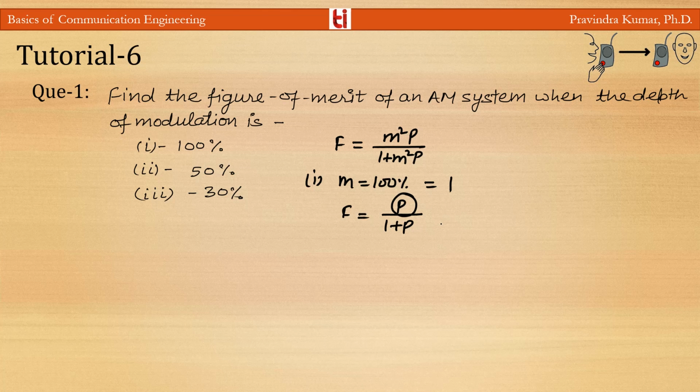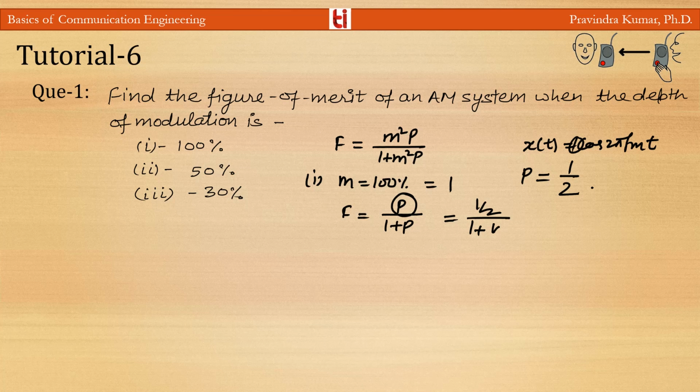Now if I consider the modulating signal x(t) is a single tone, that means cos 2 pi fm t, then the power of this signal will be, the amplitude is 1 here, so the power is 1 by 2. And so the figure of merit will be P upon 1 plus P, or you can say 1 by 2 upon 1 plus 1 by 2, so it will be 1 by 3.